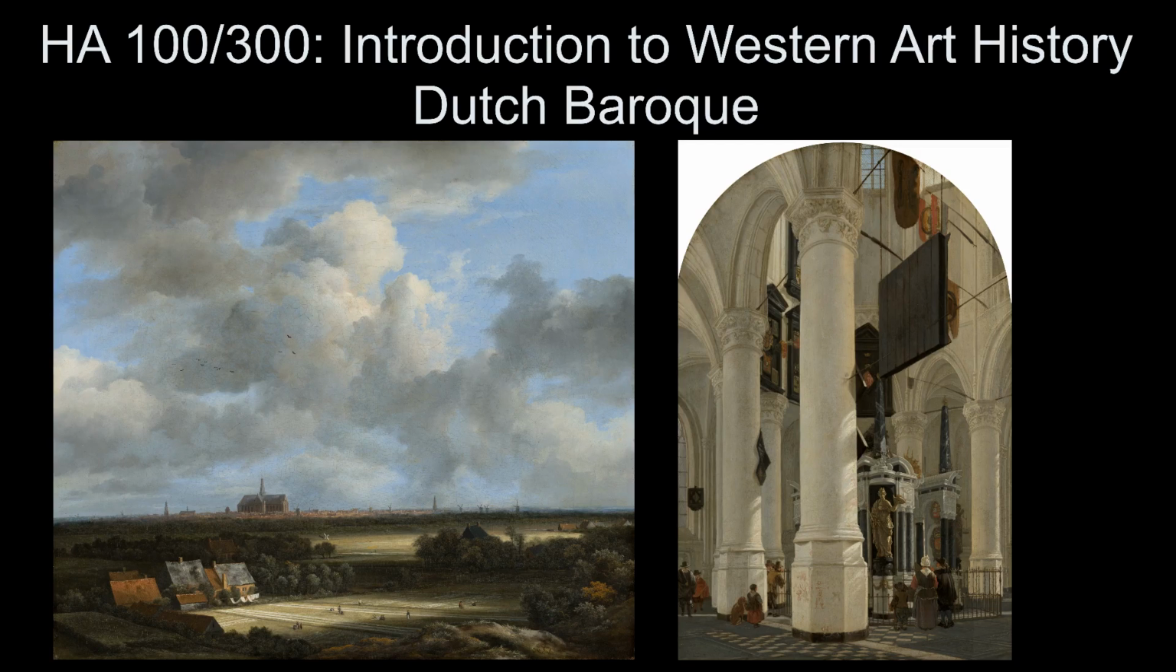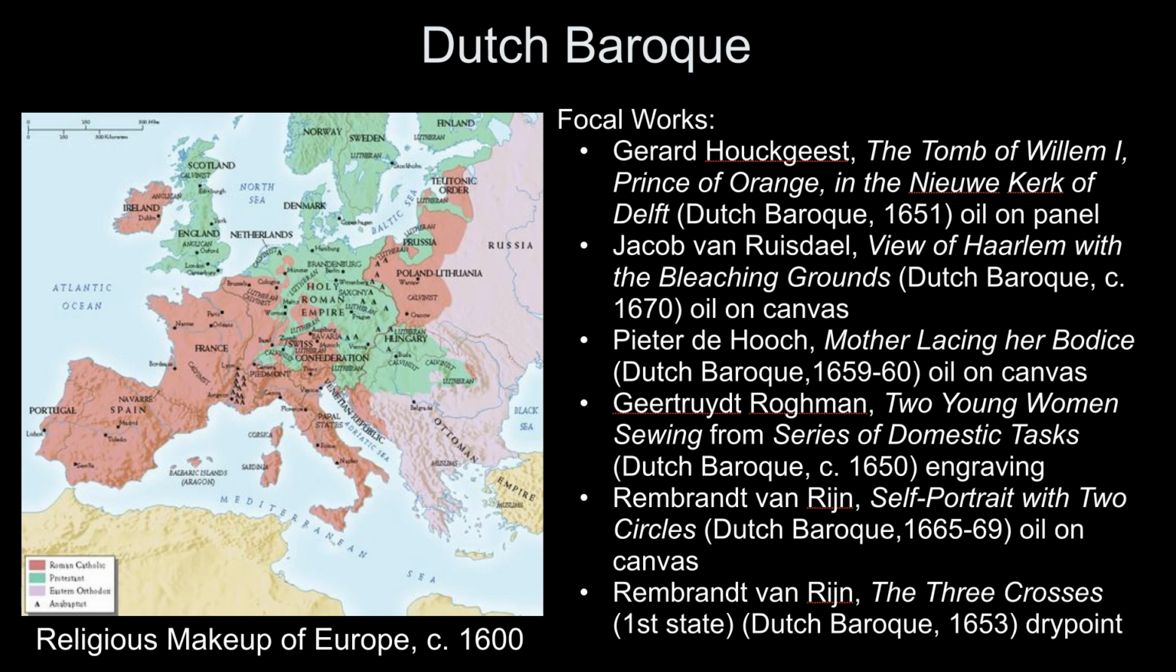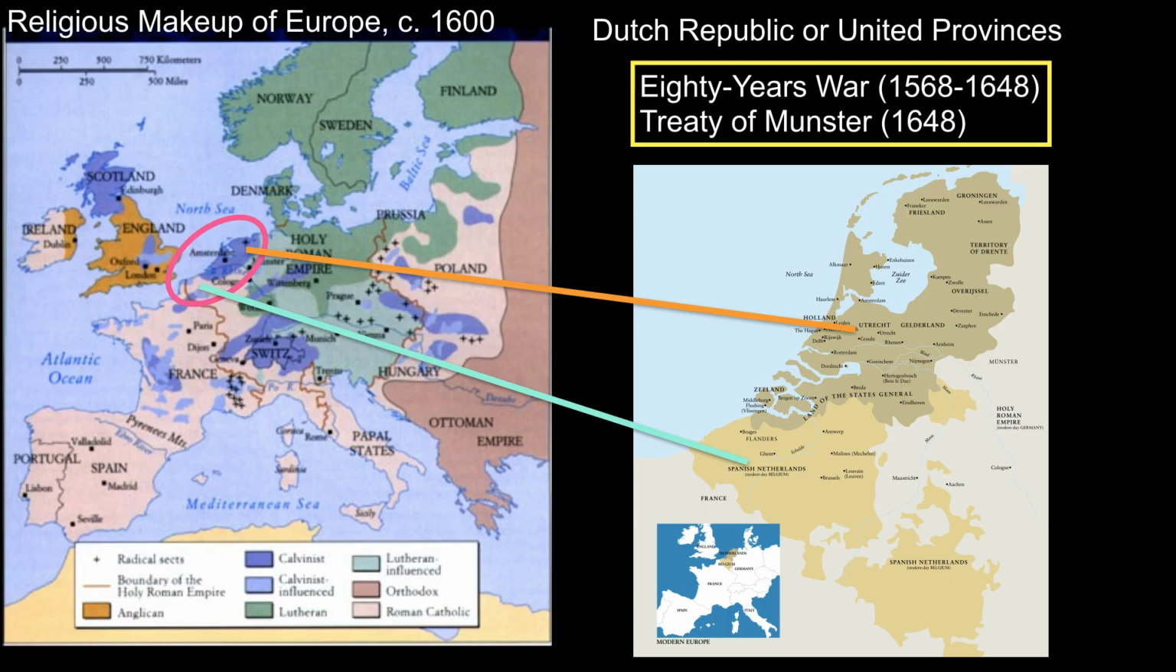In this lecture segment, we turn to the art of the Northern Netherlands, the Dutch Republic. We'll focus on two works by Rembrandt, as well as examples of the new genres of art invented to appeal to a middle-class market. The Low Countries splits into two portions. The southern portion, Flanders or Belgium, stays under the control of Spain and remains Catholic.